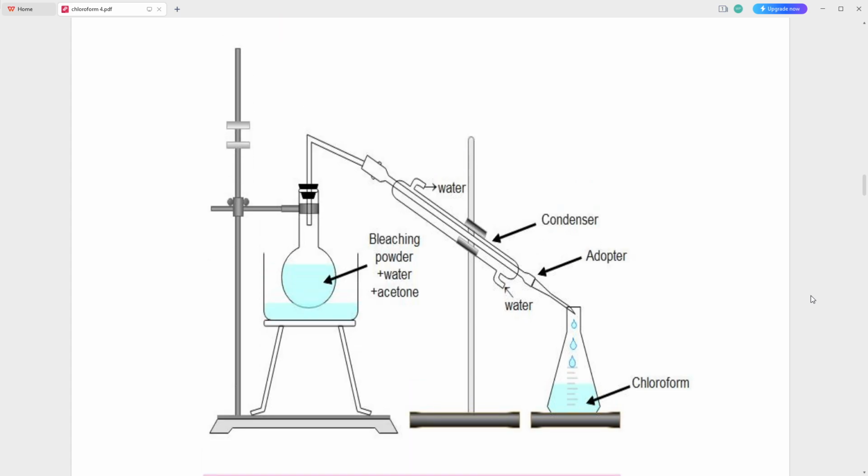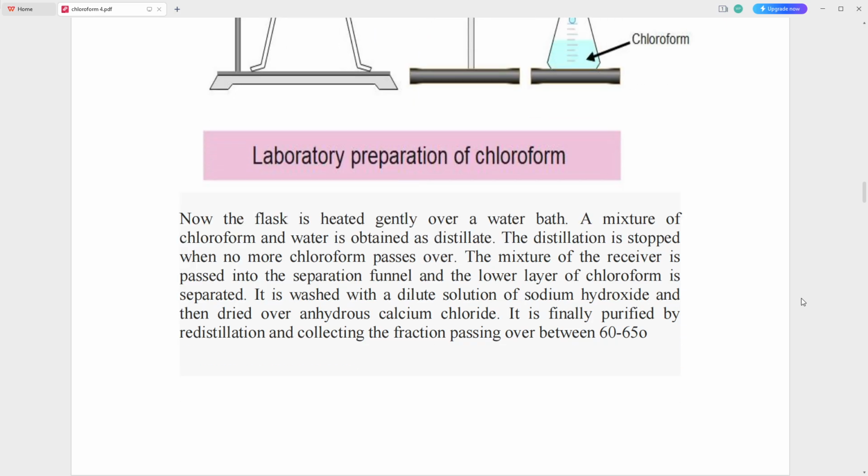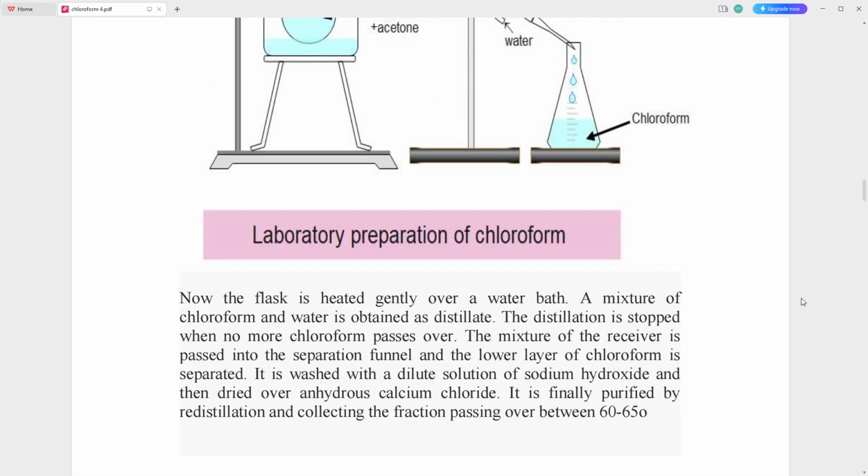Now the flask is heated gently over a water bath. A mixture of chloroform and water is obtained as distillate. The distillation is stopped when no more chloroform passes over.